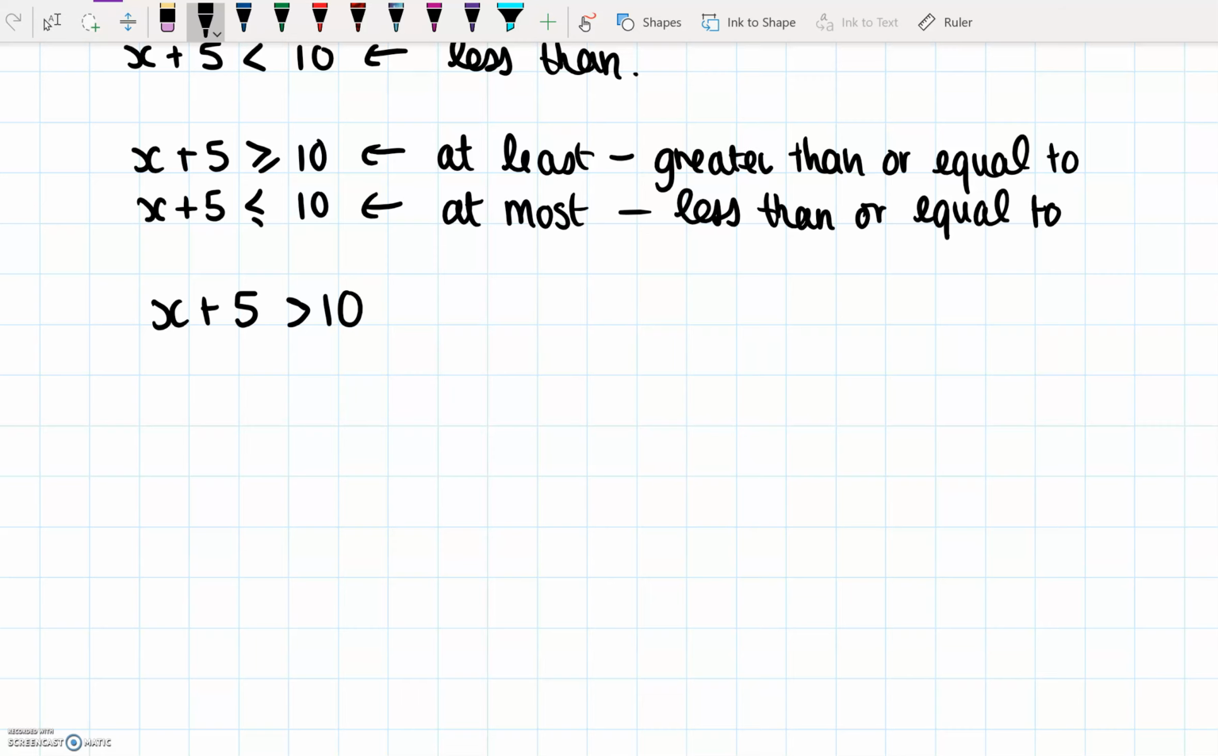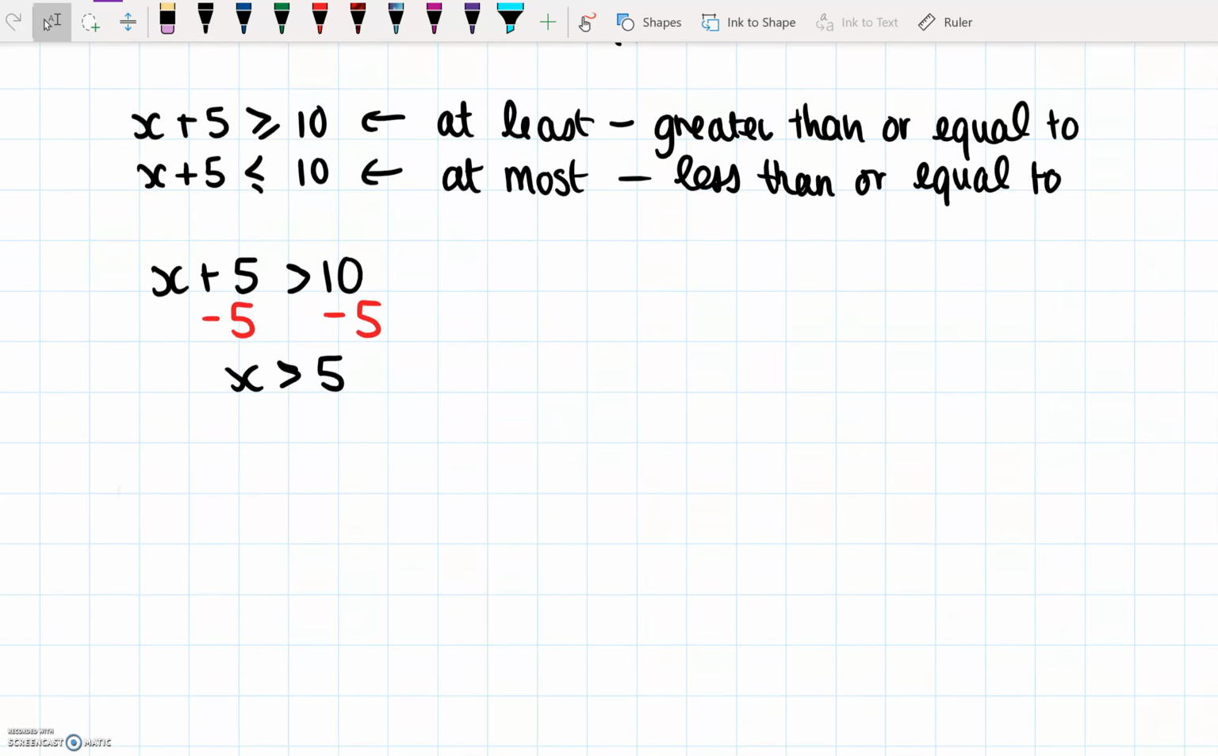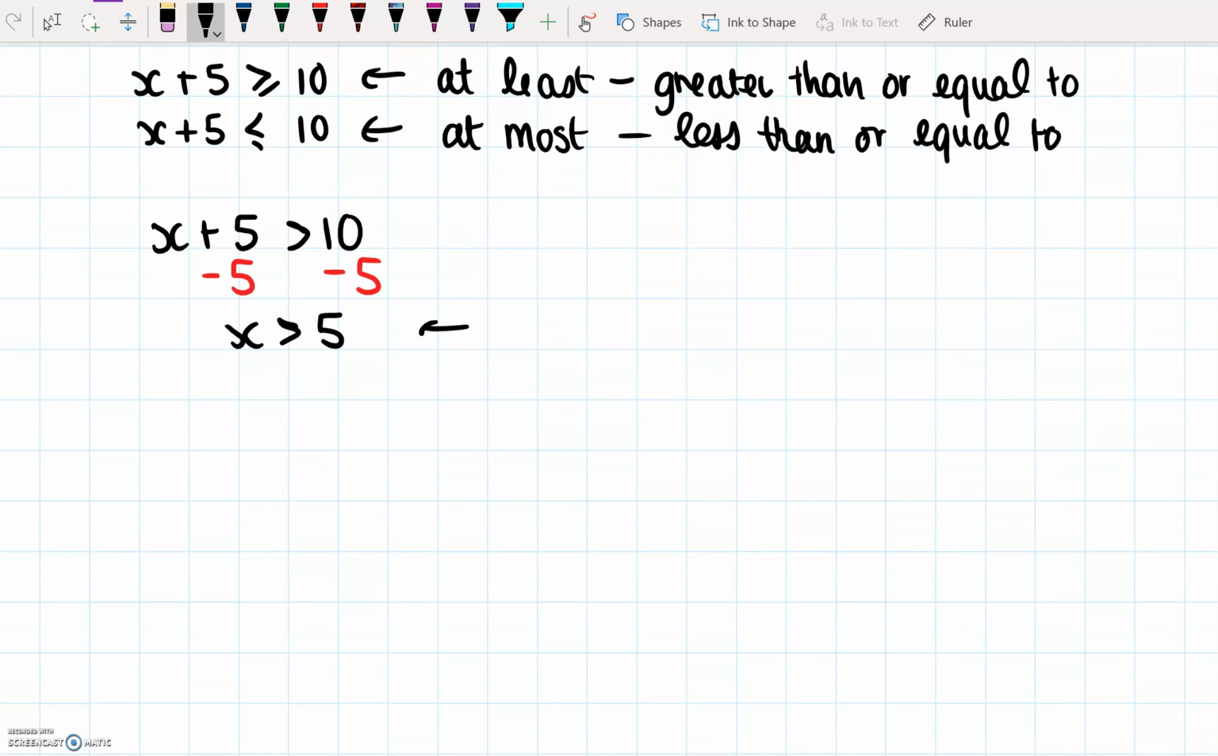With linear inequalities, it's exactly the same as a linear equation. So we want to get the x by itself, so we're going to minus 5 from both sides. On the left, we now have x, and on the right, we have 10 minus 5, which is 5. And that one's done. Our answer is that x is greater than 5. And what that means is any value higher than 5 will fit this inequality.